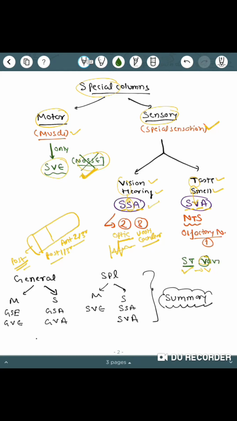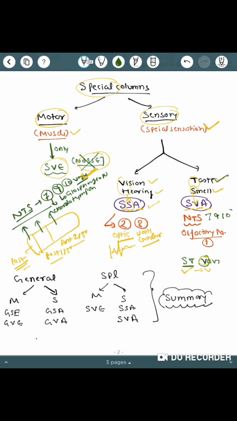So the anterior 2/3 carries taste by three nerves. These three nerves come under NTS. It is very easy to remember. That is our seventh nerve, the facial nerve, whose branch is the chorda tympani. Ninth nerve, that is the glossopharyngeal nerve, and our 10th nerve, that is the vagus nerve. So the taste sensation is carried by NTS, 7, 9 and 10. Very easy to remember now.